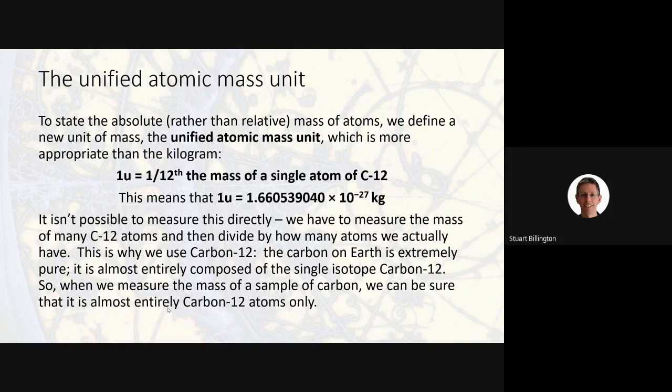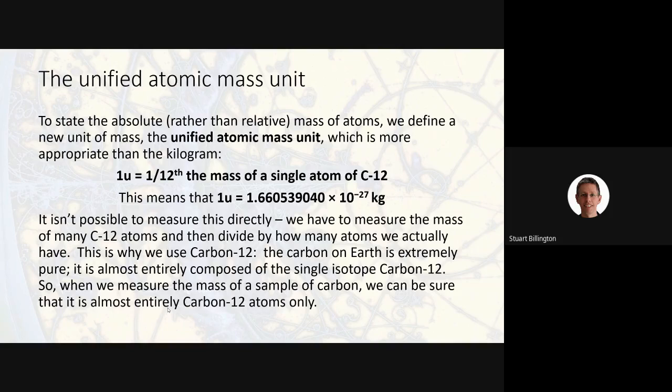It's something like 99.999999% pure, which means that if you do put a pile of carbon on a top pan balance, you can be pretty certain that practically every atom in that sample is carbon-12. And so what we have decided to take is that the mass of 1 nucleon we're going to take to be 1/12 the mass of a single atom of carbon-12.